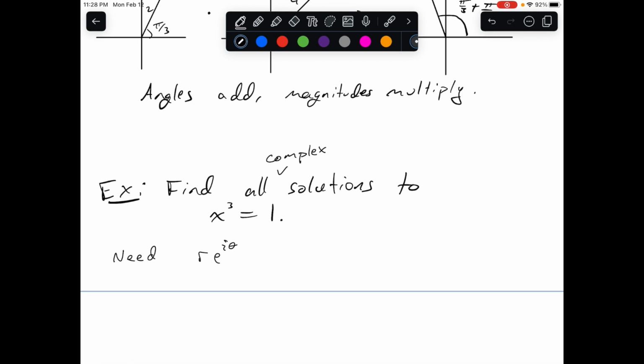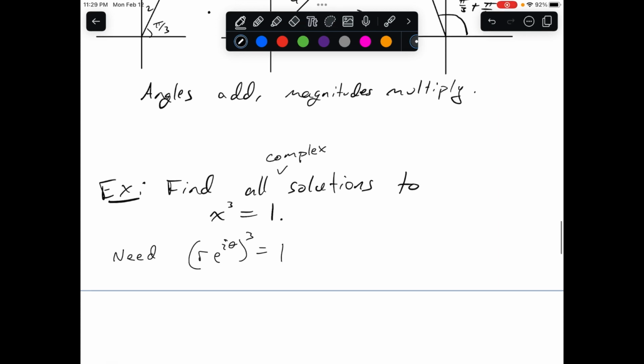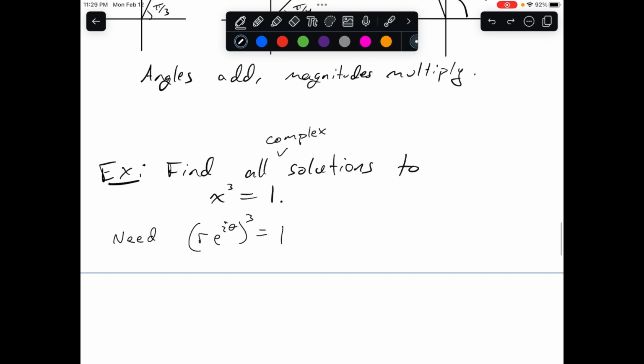and we need this cubed to equal 1, right? So we'll represent x as r e to the i theta. If we do this, it tells us r cubed times e to the i times 3 theta is equal to 1.